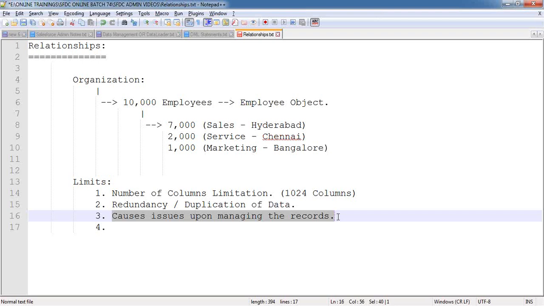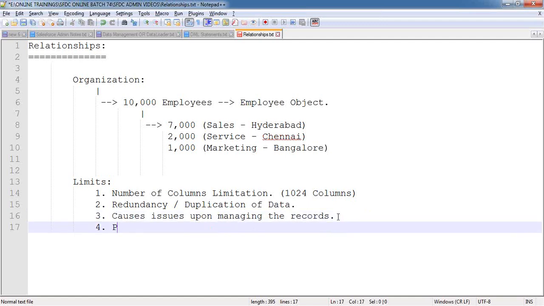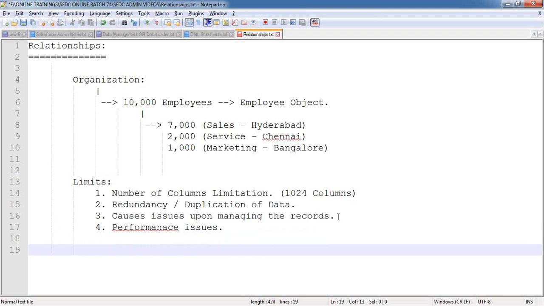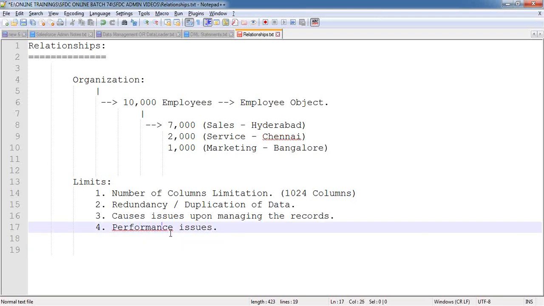And then the next problem is performance issues. That means whenever I am managing the records inside this object by maintaining a large number of columns, upon searching for records based on a specific column, it will take more time. So these are the various issues that arise whenever I store the whole data of my application inside a single table.